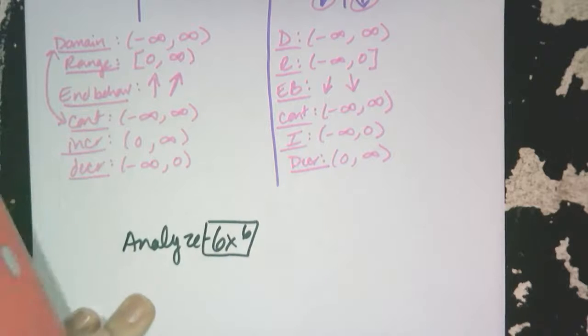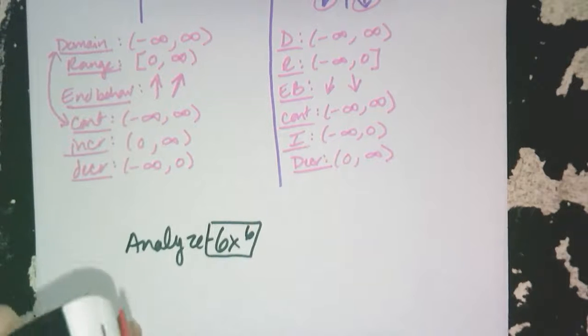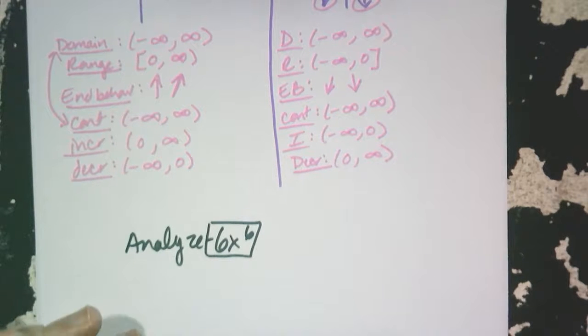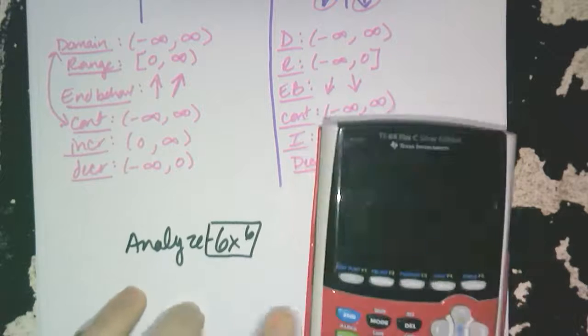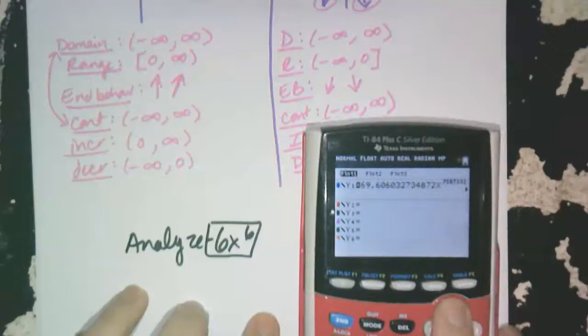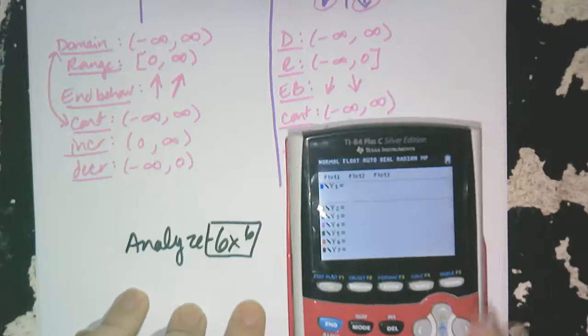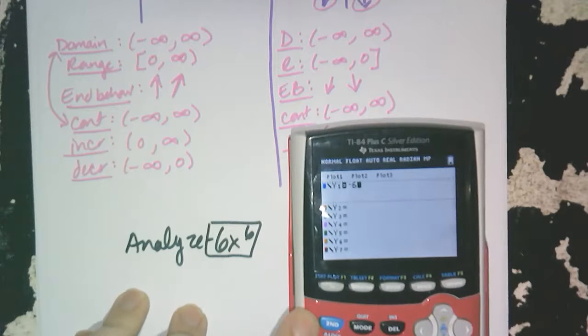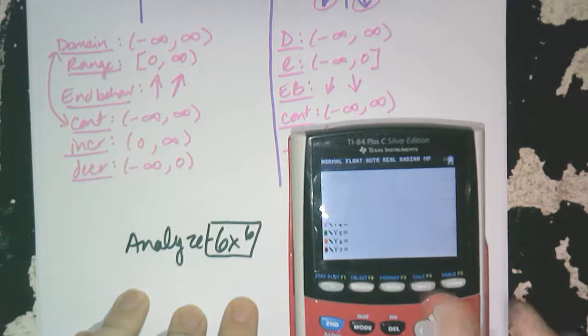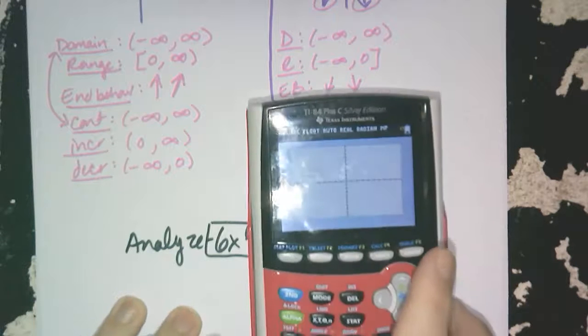So you don't have to do this in your calculator right now, but I'm just going to do it for you. Okay? I'm going to put in negative 6x to the 6. And I want you to see what happens here. Let's turn that off. Clear. Negative 6x to the 6th. Let's hit zoom 6.